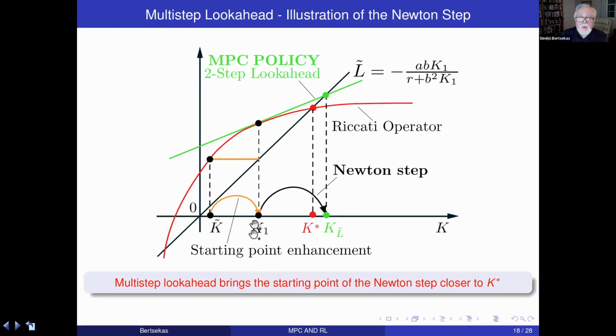And now you'll notice that K1 is closer than K tilde to K star, and more generally, multi-step look ahead brings the starting point of the Newton step closer to K star. That's the key idea behind multi-step look ahead. This is two-step look ahead. If we had 10-step look ahead, you would have 9 steps like this, and then the Newton step.